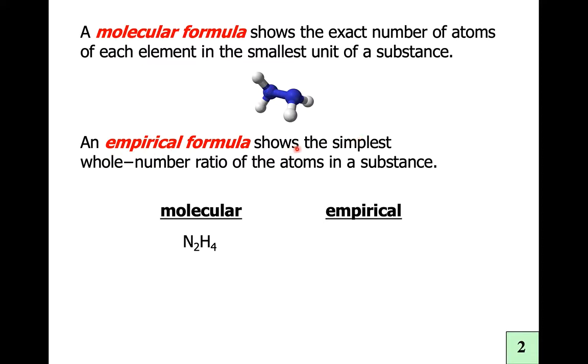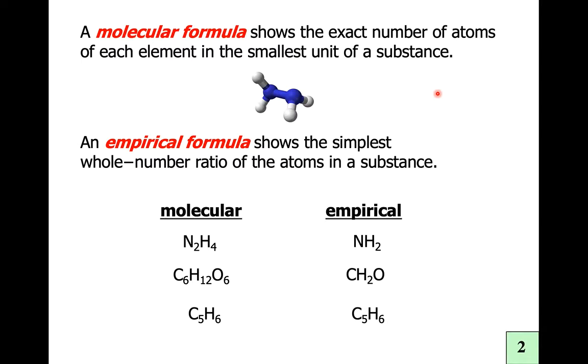Its empirical formula is the simplest whole number ratio of atoms in the substance. So 2 to 4, like if we had a fraction that was 2 over 4, well, that would simplify to 1 over 2. 2 over 4 and 1 over 2 both are half. Likewise, this formula, C6H12O6, if we divide all those through by 6, it would simplify to CH2O. However, this one, C5H6, there's no common number that we can divide both of them by.